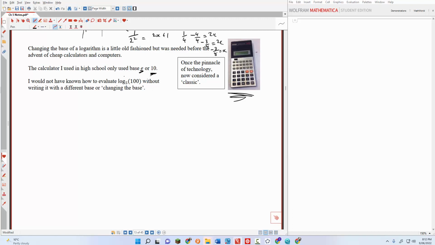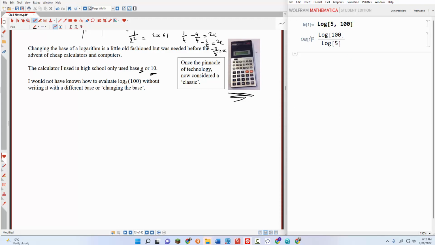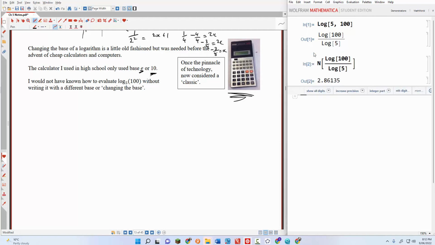Okay, so if I wanted to find out what log 5 of 100 was on the calculator when I was younger, I couldn't do it by doing log 5 of 100. I'll show you on Mathematica. So let's just do it on Mathematica. So I'm going to go log 5 of 100, and let's get an approximation, and it just does it straight away. Although interestingly, Mathematica has changed the base for us as well, or shown us the exact answer. But yeah, there's our answer, or our approximation anyway, 2.86.